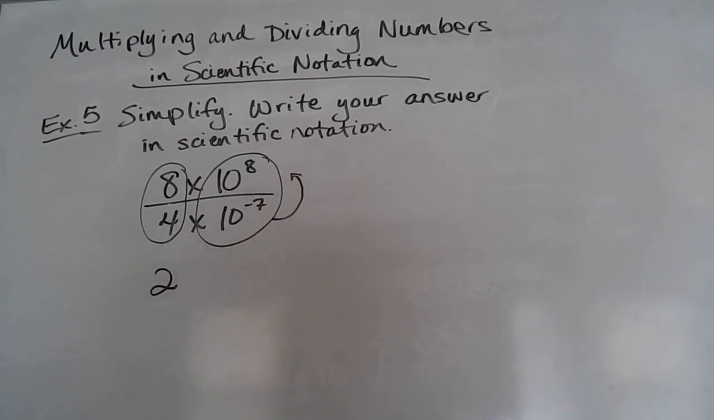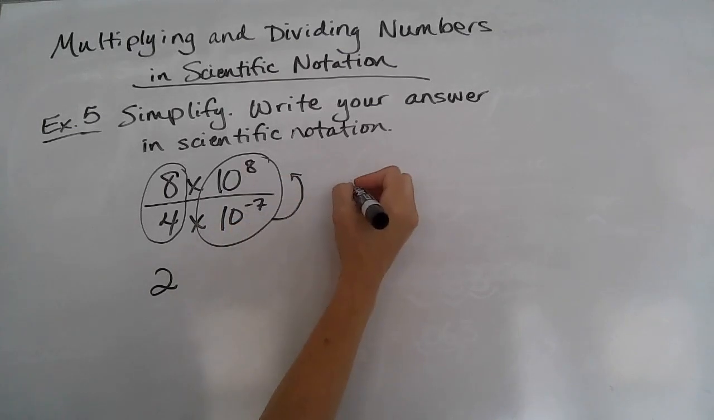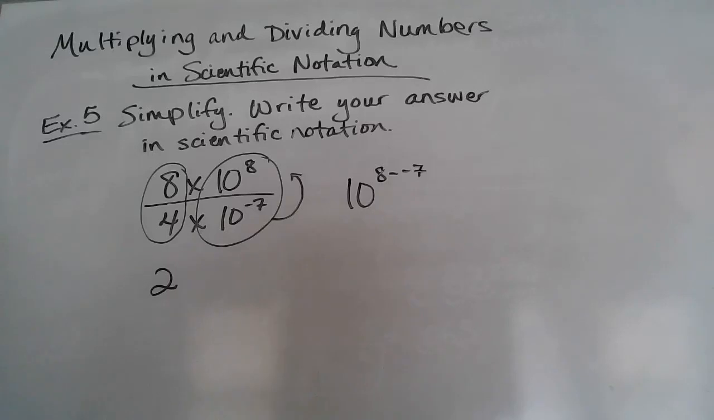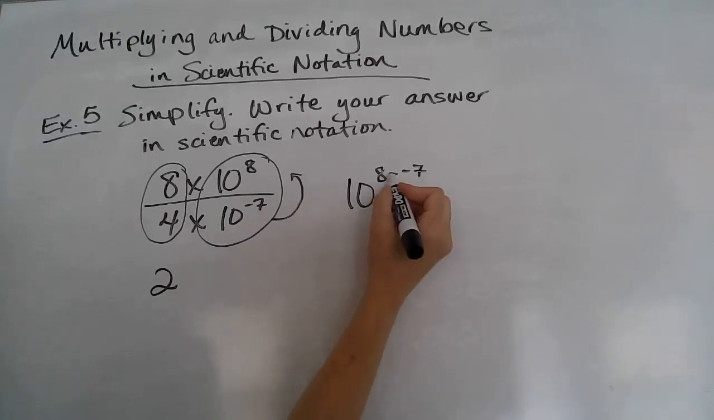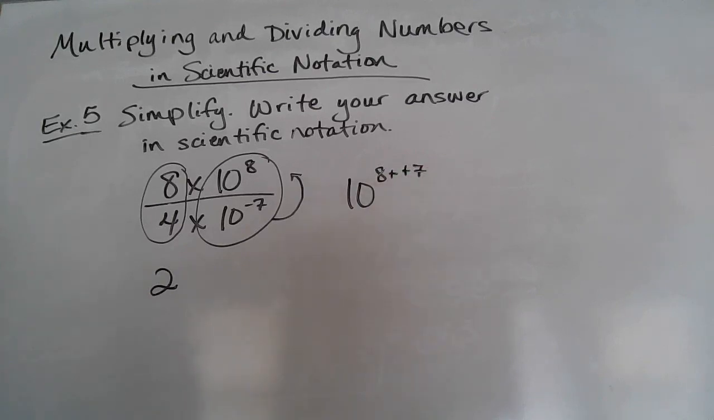So we are going to be putting an additional 7 tens in the numerator to give us 10 to the 15th. The other thing you can do is recognize the shortcut. If we need to do 8 minus negative 7, when you have subtracting a negative number, change it to adding the opposite, and again, we get 10 to the 15th.